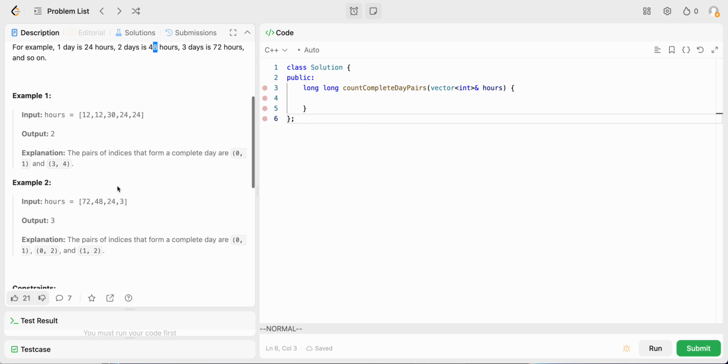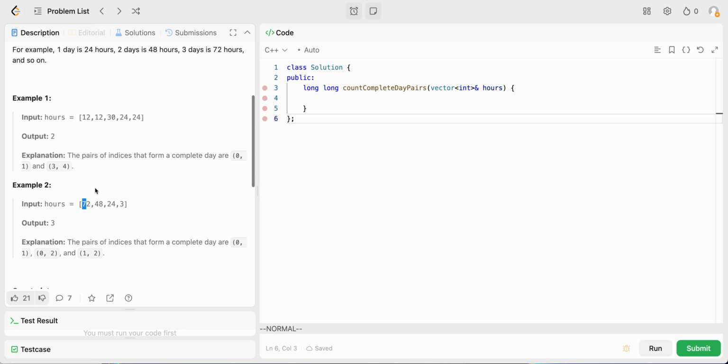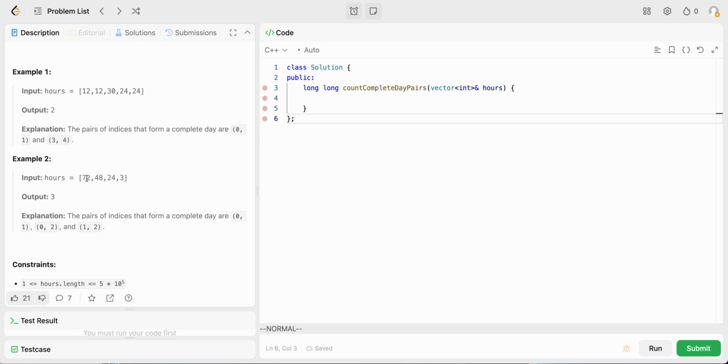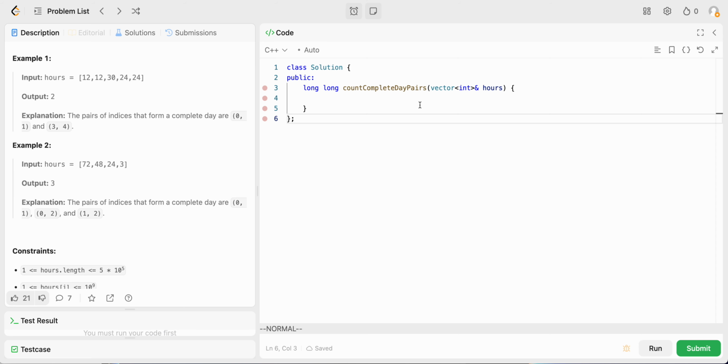And there are several examples. Let's see example 2. So hours are 72, 48, 24, and 3. Remember that we need i less than j, so we cannot select the same element. So we can select 72 and 48, or 72 and 24, or 48 and 24. There were 3 choices.